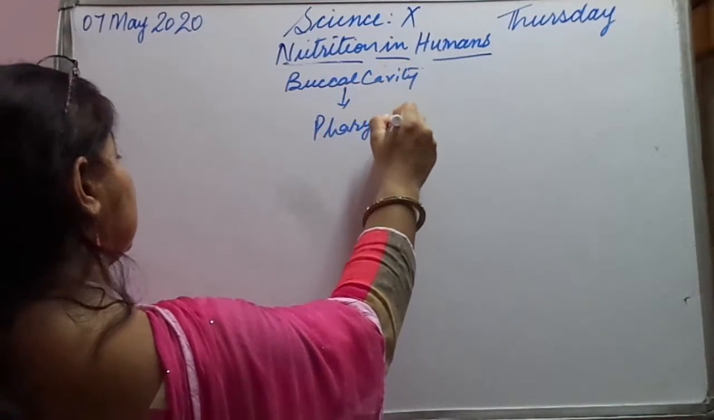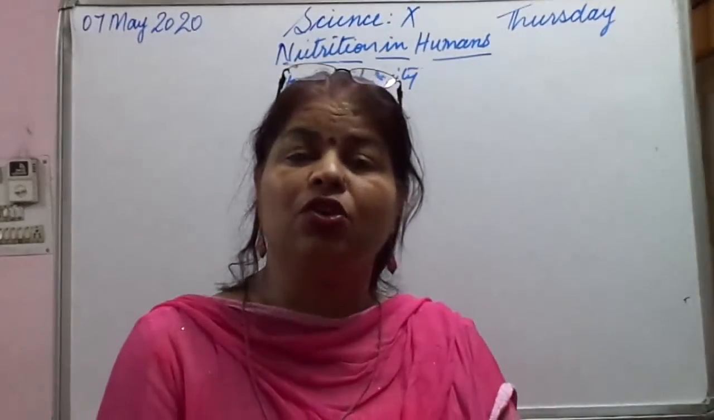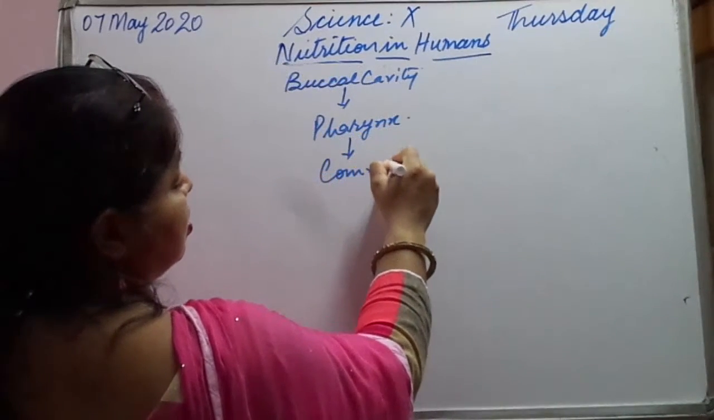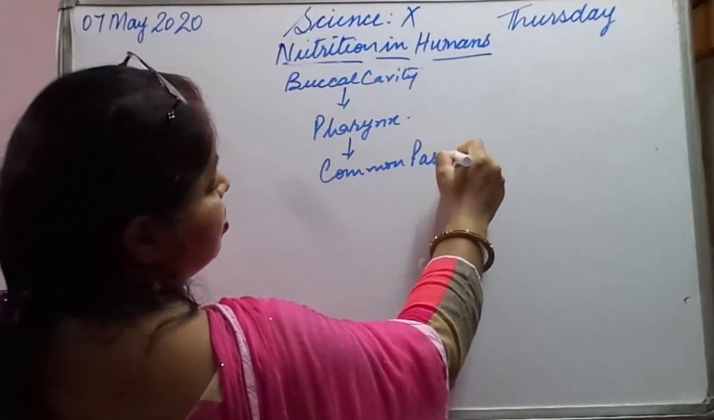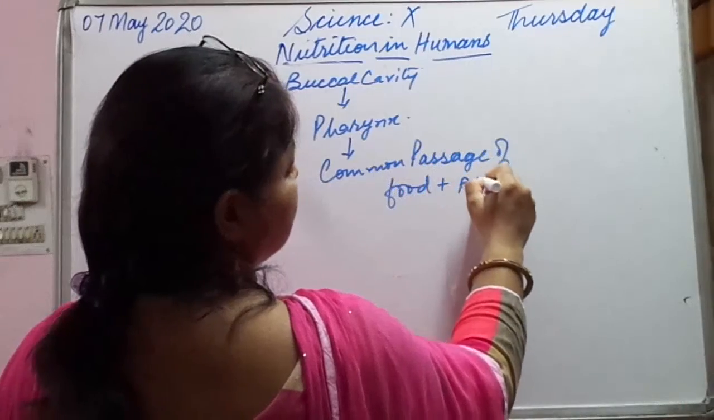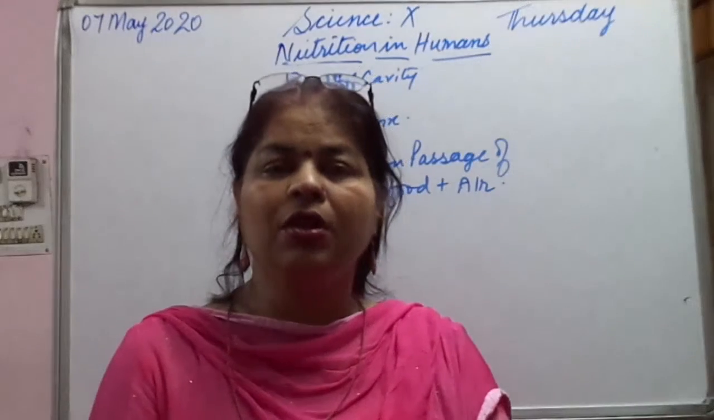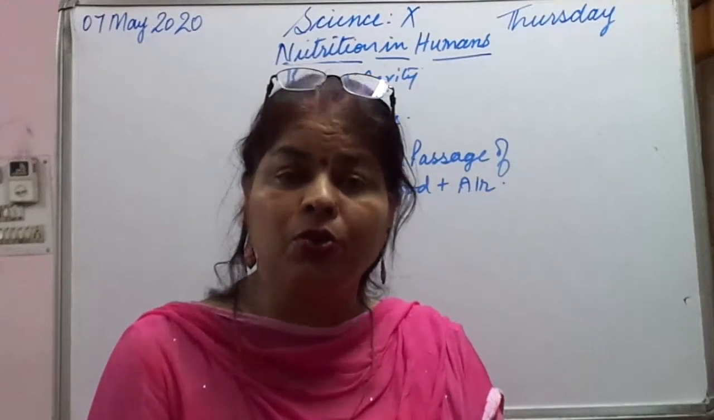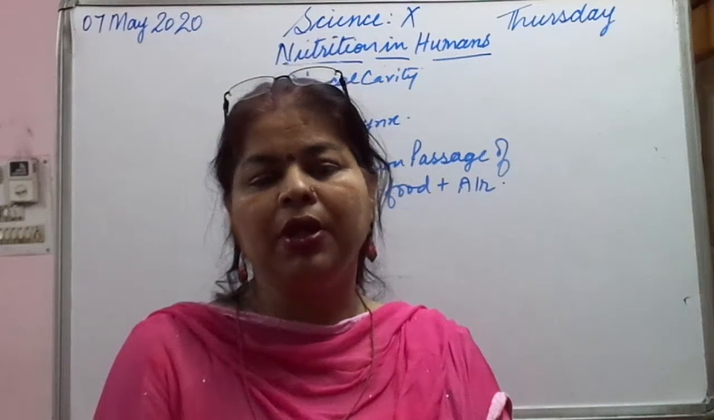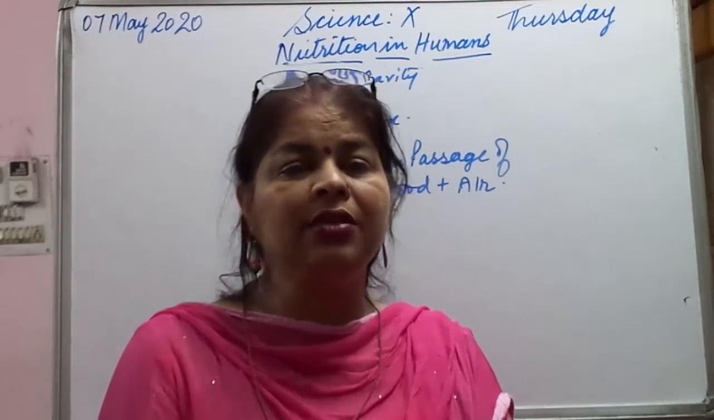Now what is pharynx? Pharynx is the common passage of food and air. Okay, and it is guarded. It's a tube-like structure which is further continued in larynx and trachea. Okay, the food continues into the food pipe, and the other opening is larynx and trachea.